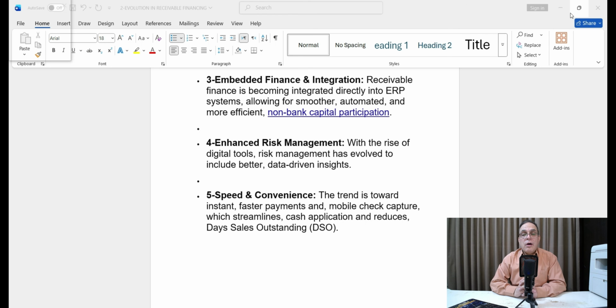4. Enhanced risk management. With the rise of digital tools, risk management has evolved to include better data-driven insights. 5. Speed and convenience. The trend is toward instant, faster payments and mobile check capture, which streamlines cash application and reduces days sales outstanding, DSO.